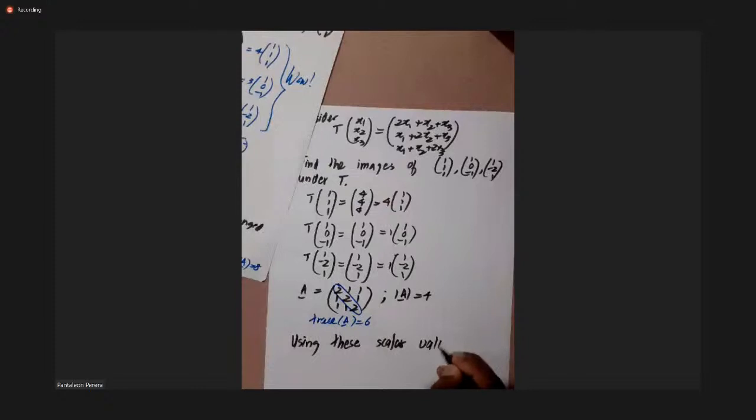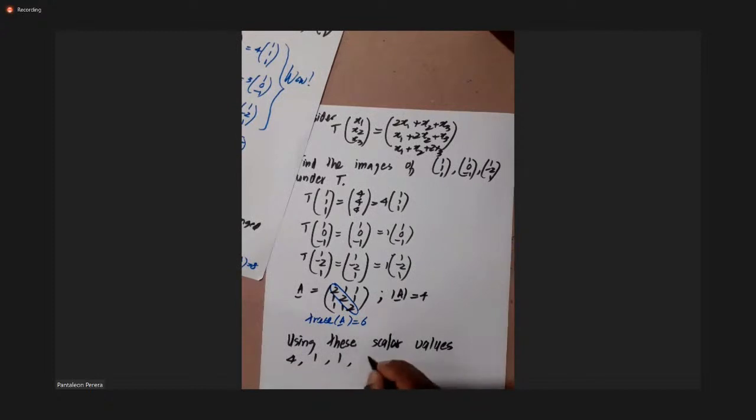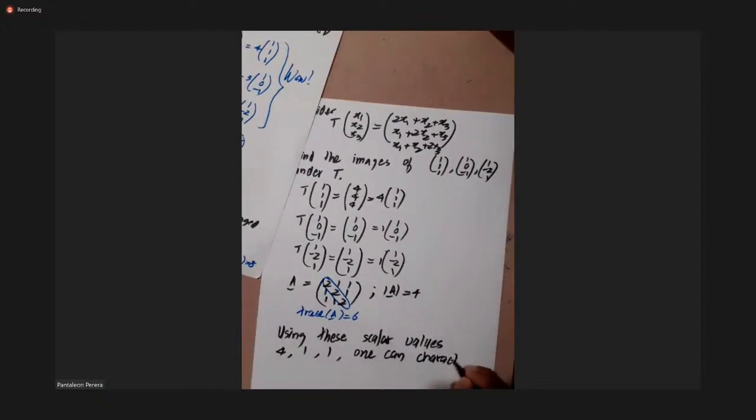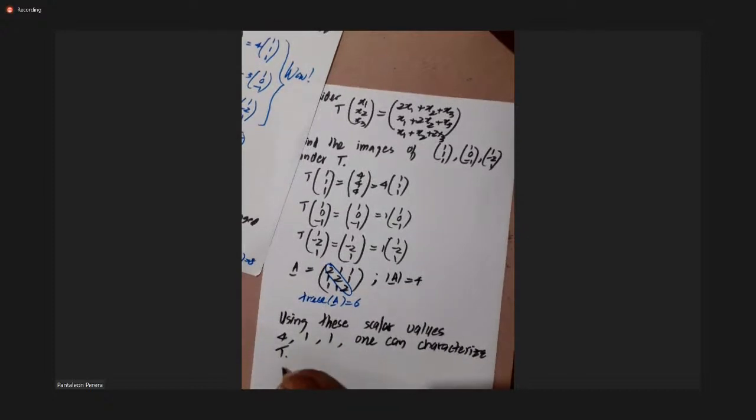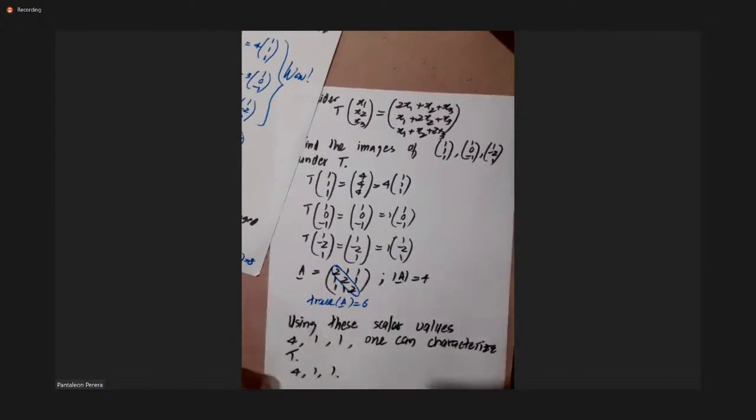4, 1, 1. One can characterize the transformation T. So 4, 1, 1 are called characteristic values.